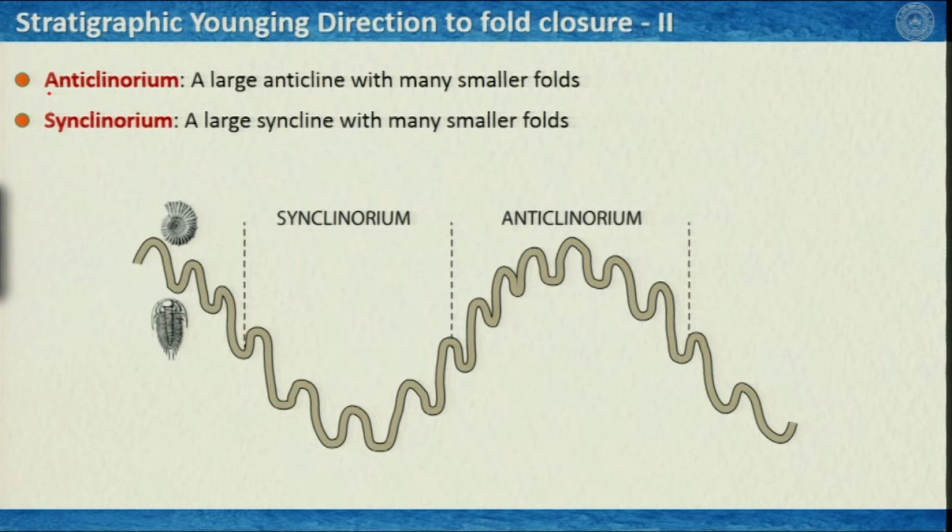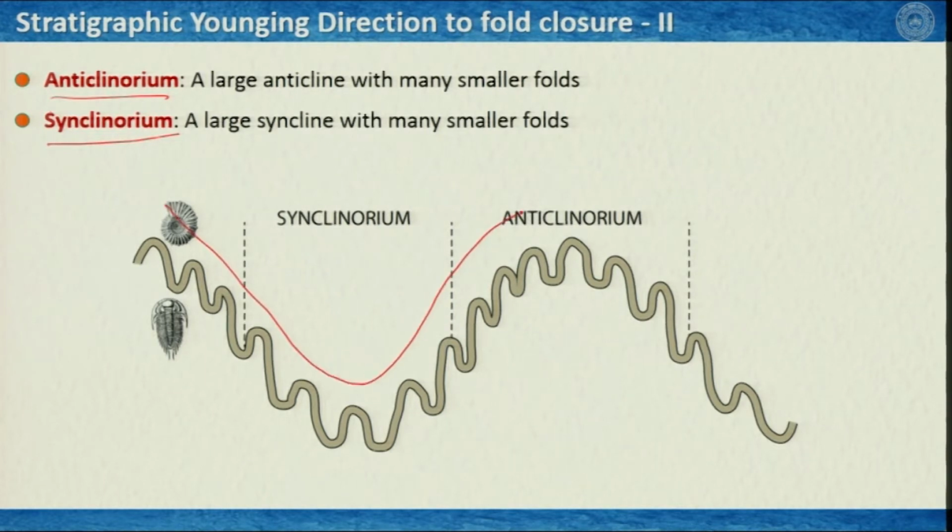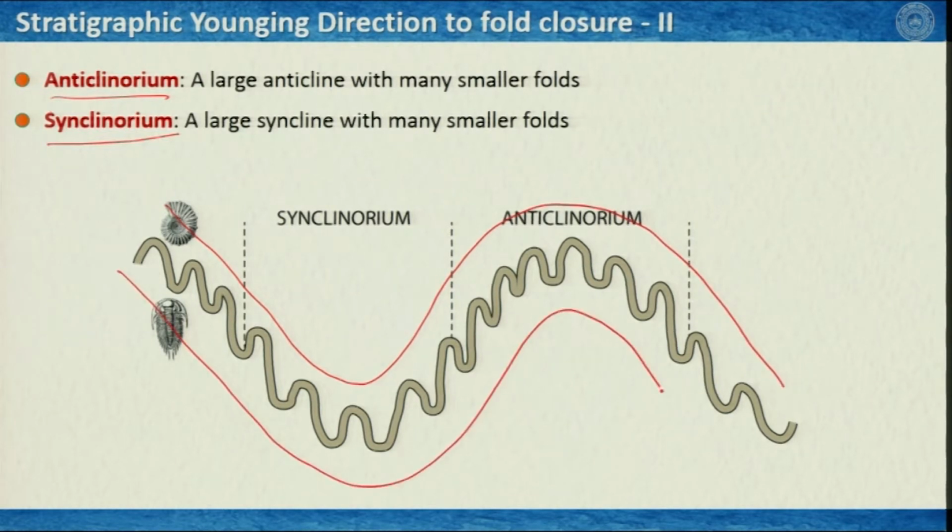If we have a large anticline with many smaller folds, then we term it anticlinorium, and if we have a large syncline with many smaller folds, then we term it as synclinorium. So as you can see, this is a packet of folds, or we can actually make a large fold like this, right, and it is defined by many small folds, as you can see here in this illustration.